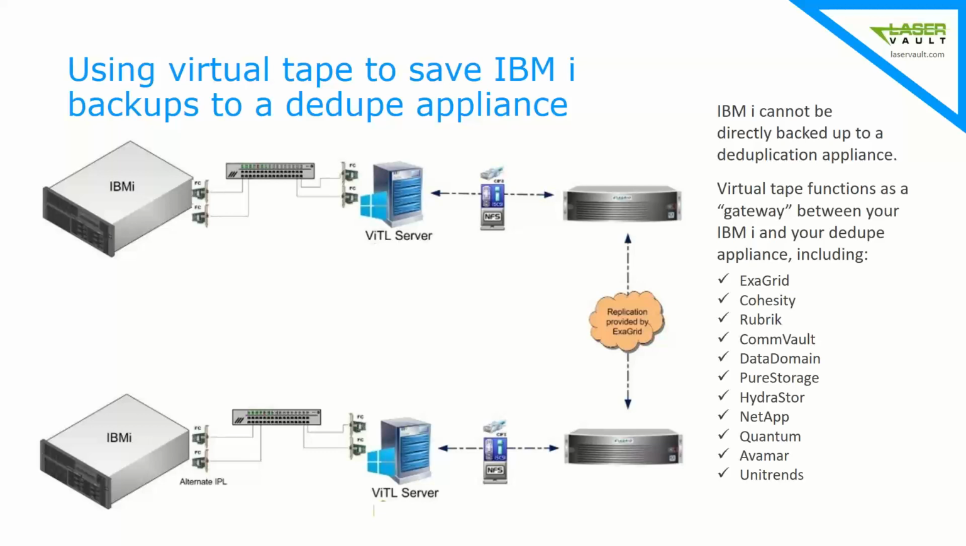And basically what happens is that LaserVault Vital, the server itself or the VM, is just going to communicate to the deduplication appliance through Ethernet, high-speed Ethernet, or fiber channel.